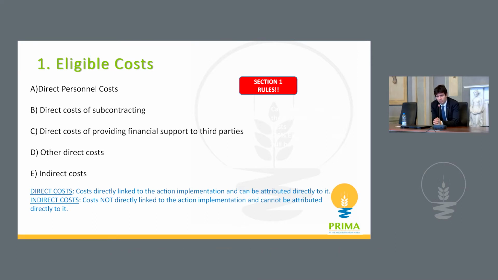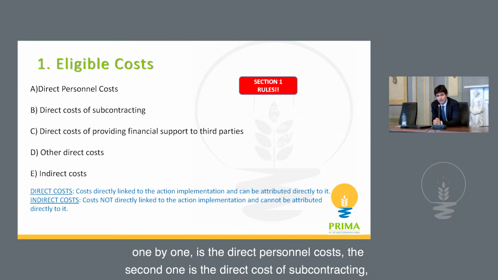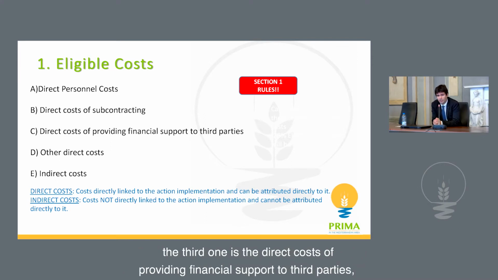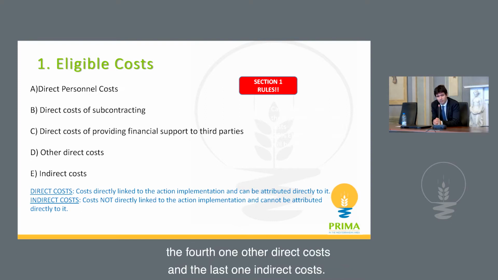Okay, eligible costs. We have 5 categories to which you can allocate your costs. The first one, which I will explain one by one later, is the direct personnel cost. The second one is the direct cost of subcontracting. The third one is the direct cost of providing financial support to third parties. The fourth one, other direct costs, and the last one, indirect costs.